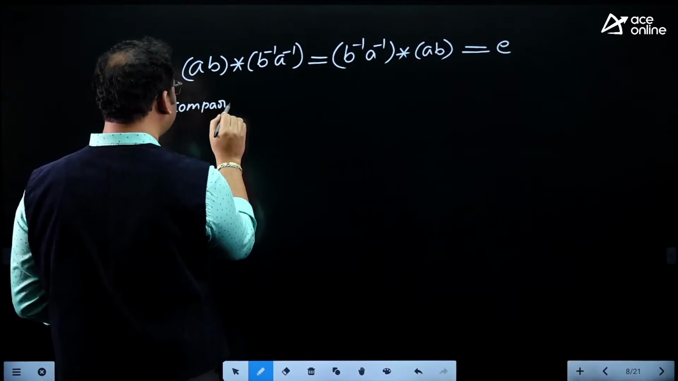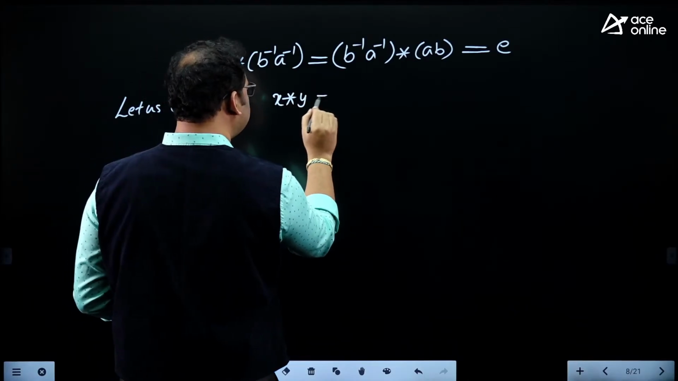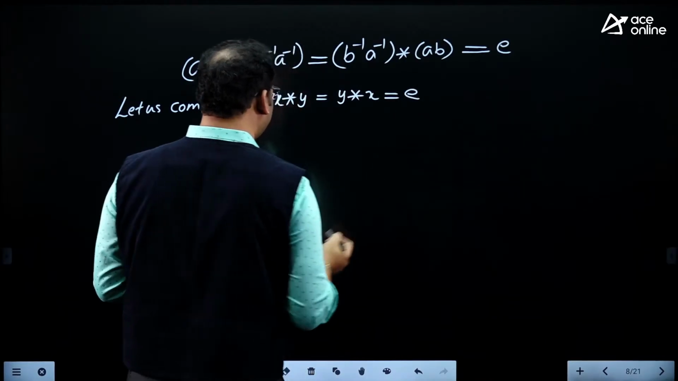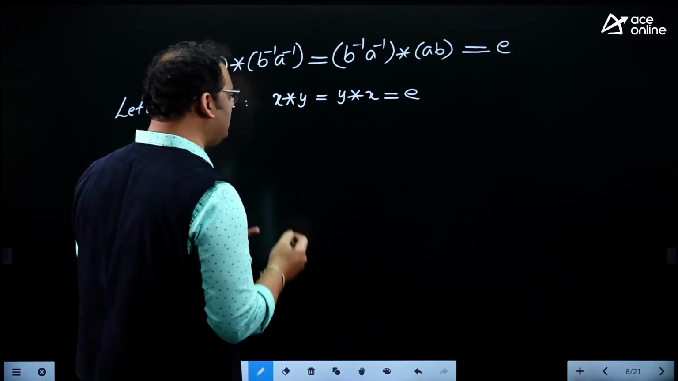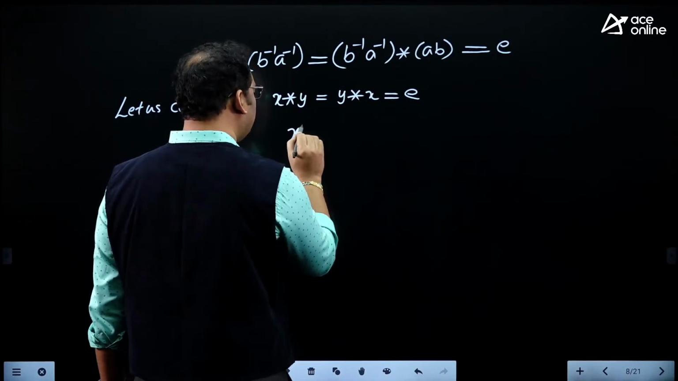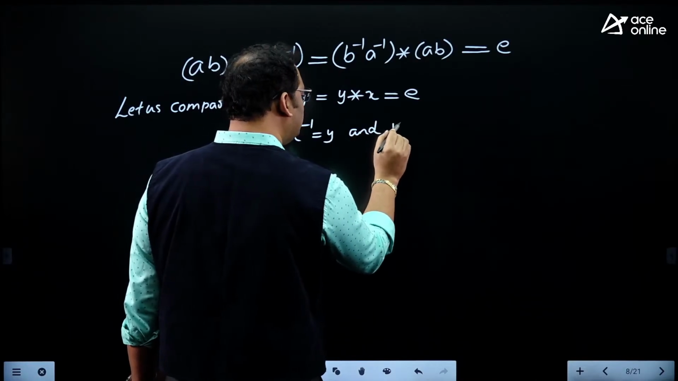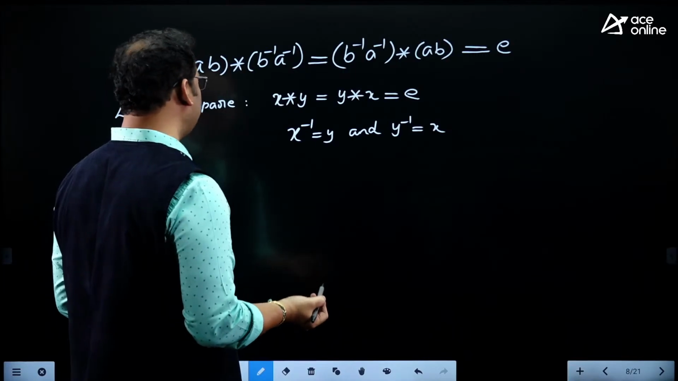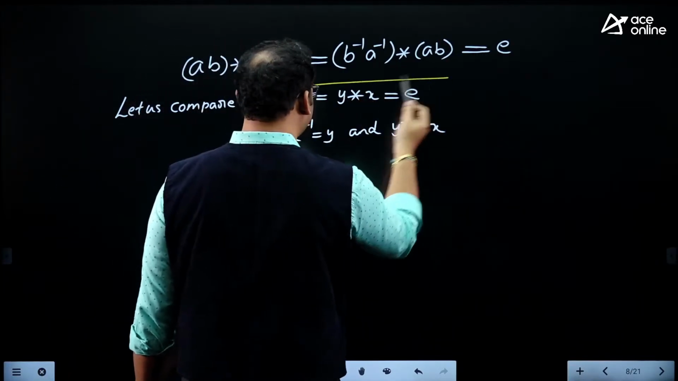Let us compare this. It is in the form of X star Y is equal to Y star X is equal to identity. If X star Y is the same as Y star X and which is equal to identity, you can say that X is the inverse of Y and also Y is the inverse of X. X and Y are inverses to each other.